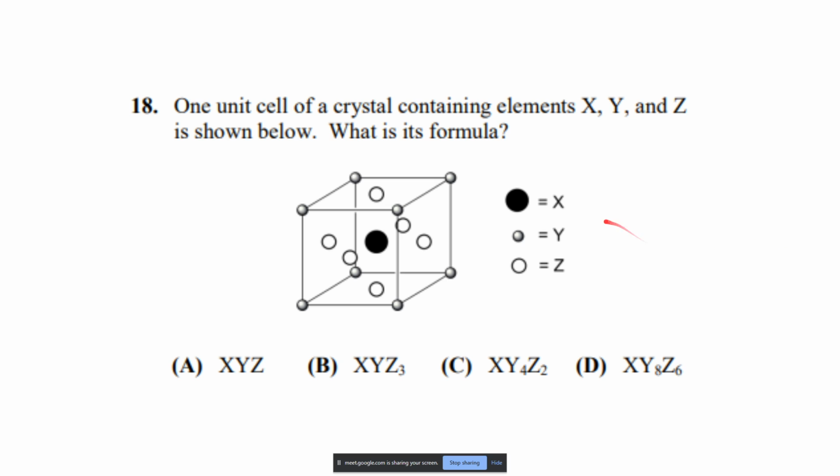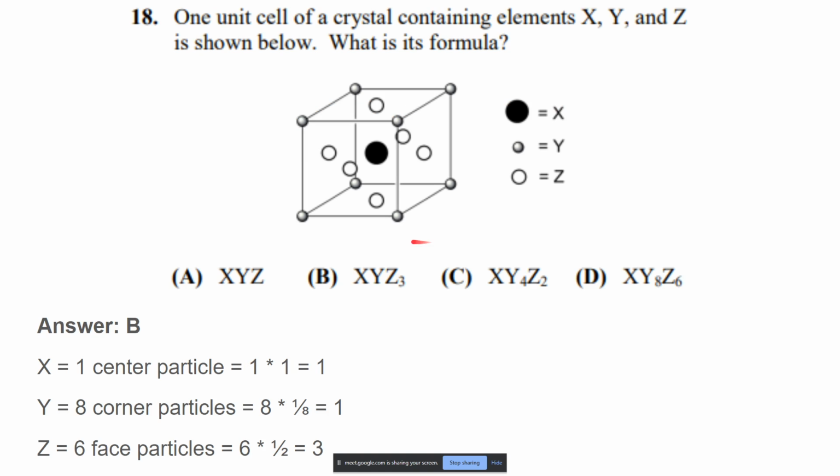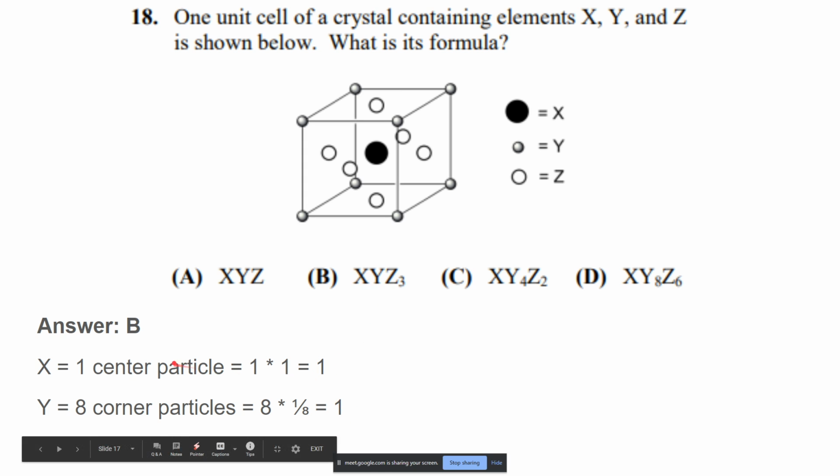Okay, so you guys seem pretty sure about this one, and you're correct, it is B. So same idea from before. We have one center. We have 6 faces, so 6 divided by 2 is going to be 3. And then we have 8 corner ones here. And so adding those all together, you get 1x, 1y, and 3z, and so that's why you get this.